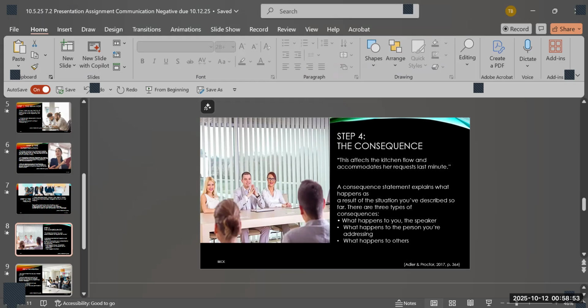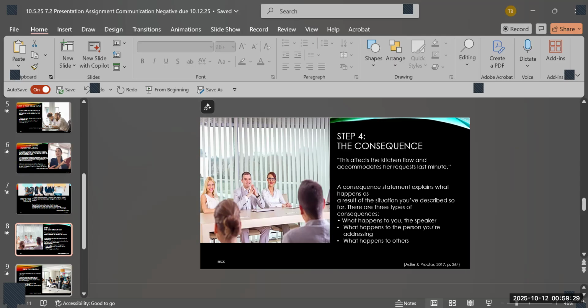Step four, the consequence. This affects the kitchen flow and accommodates her request last minute. A consequence statement explains what happens as a result of the situation you've described. So far, there are three types of consequences: what happens to you, the speaker; what happens to the person you're addressing; and what happens to others. In this case, it's me, the team leader; the cook; and then the residents.